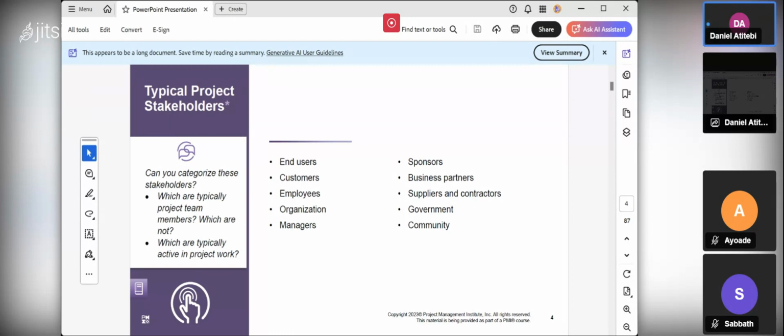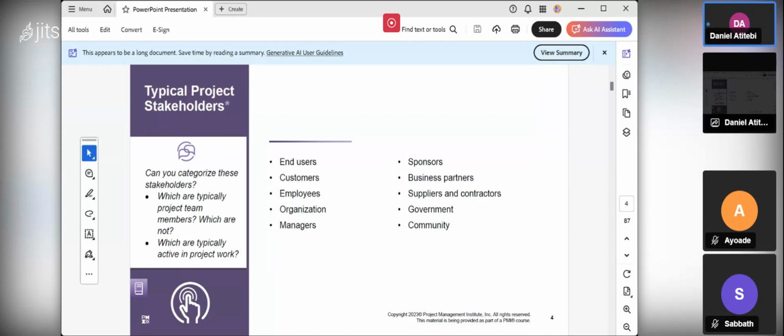And if you look at typical project stakeholders, they can be categorized. It could be a project team or a project team member. It could also be people in your project that are not part of your team, key stakeholders or non-key stakeholders. It can also be external stakeholders and internal stakeholders.